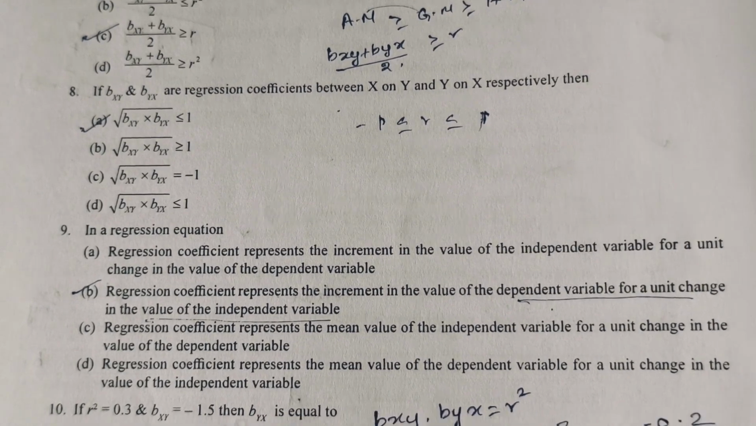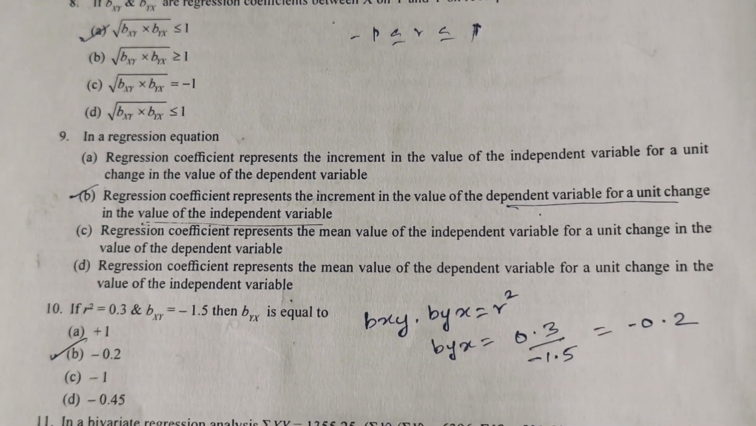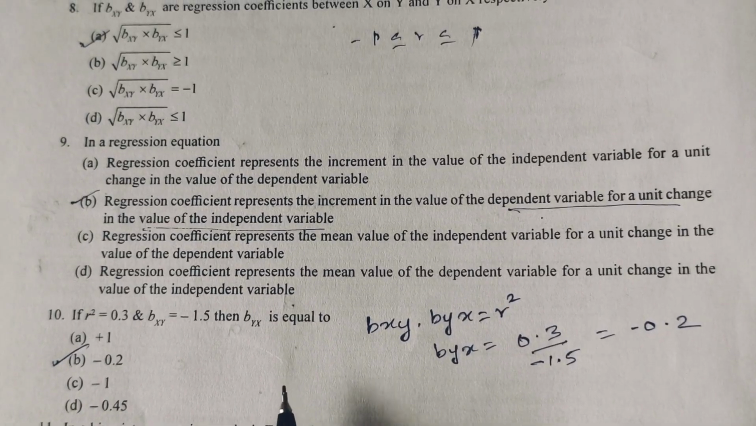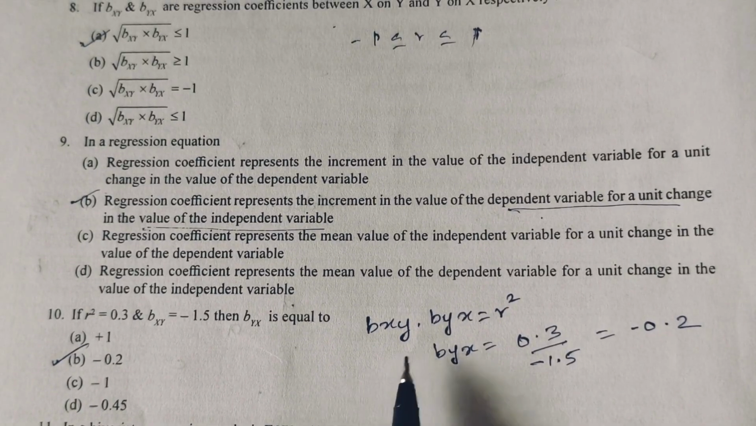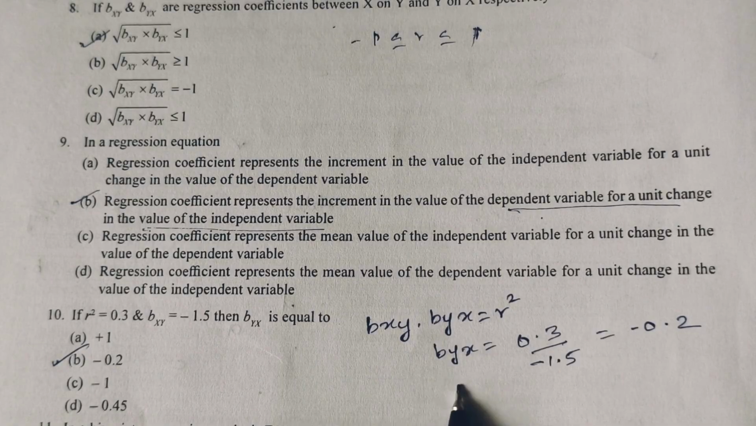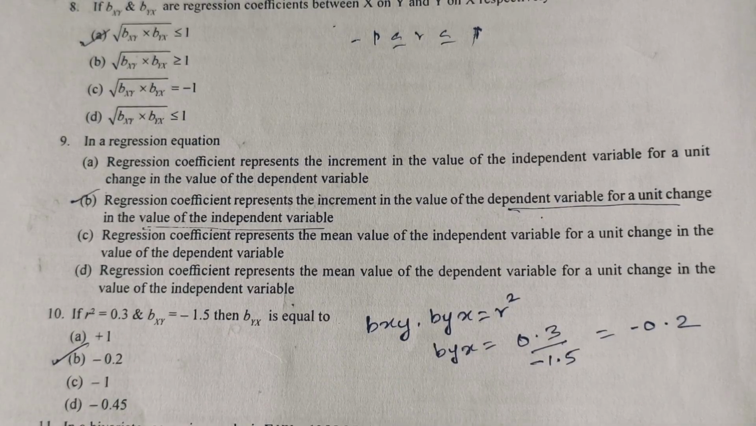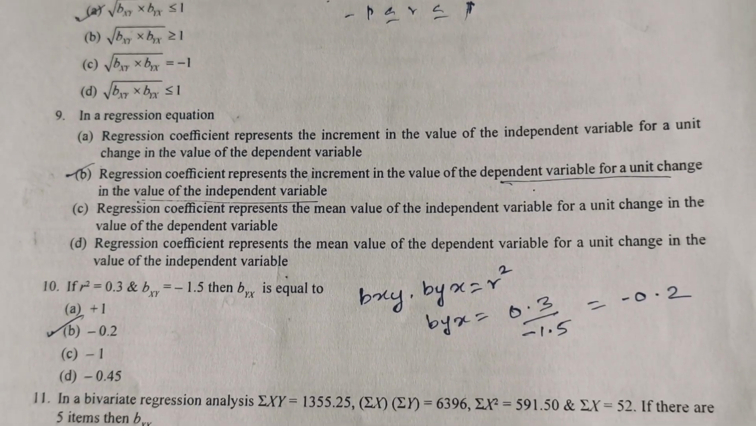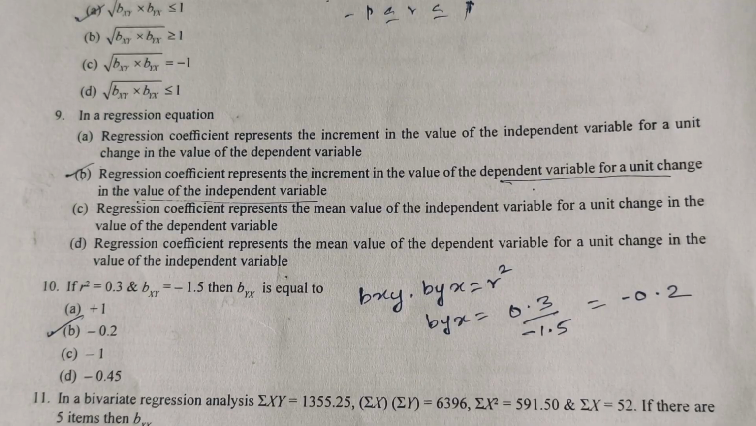11th, you have to use the formula byx is equal to n sigma xy minus sigma x sigma y, divided by n sigma y squared minus (sigma y) the whole squared. All the values are given, you have to substitute and find. It is 1.5.